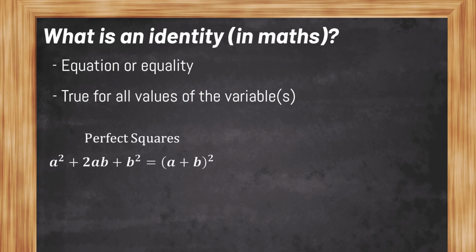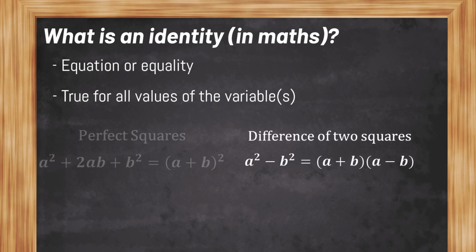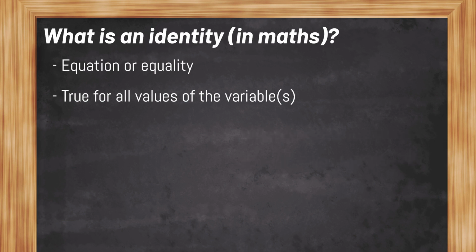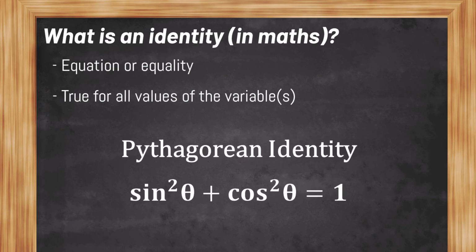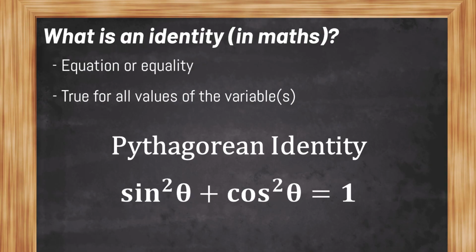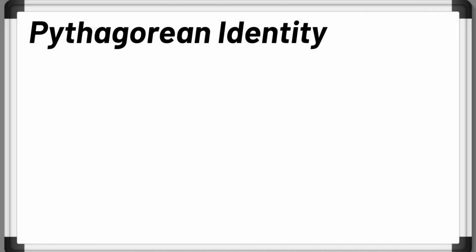Let's have a look here. We've got our perfect squares and our difference of two squares. In this video, we're going to be focusing on the Pythagorean identity. Now let's have a look at where the Pythagorean identity comes from.